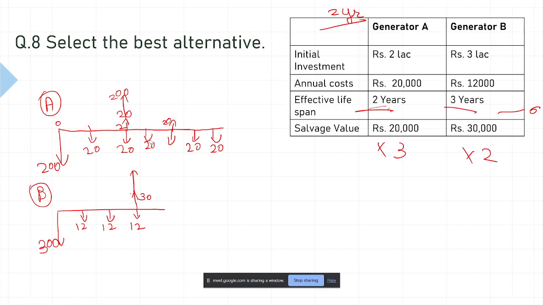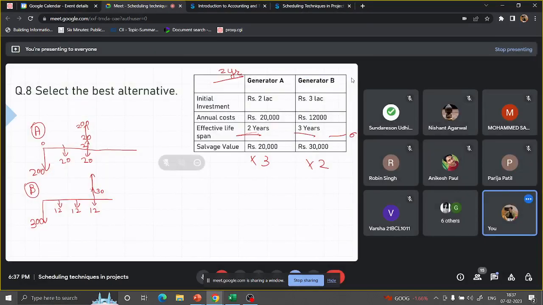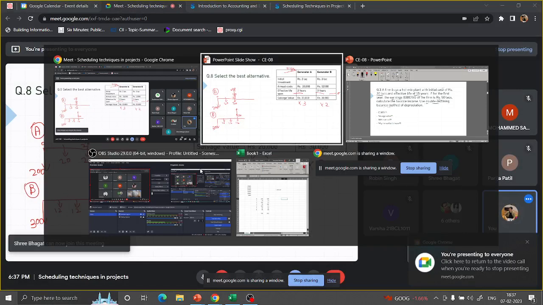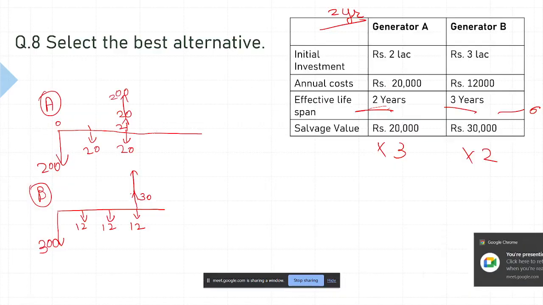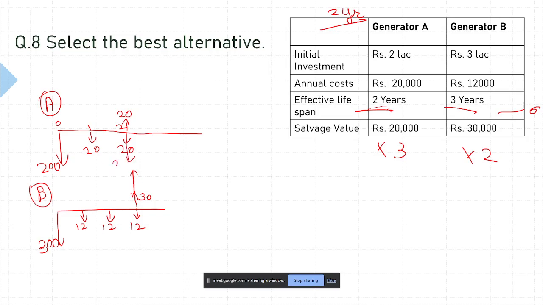So here what happens is, I started from this part. Wait a minute. So two, at the end of third year, we'll have 200 here, then 20 for the maintenance, 200. Right? Yeah. Okay. For this, we'll try to move a little fast.